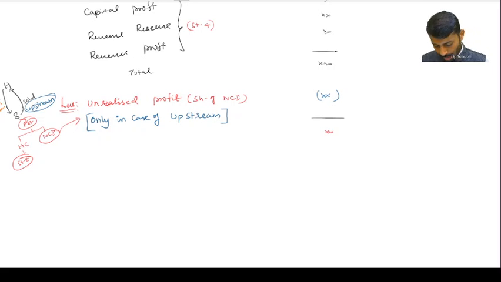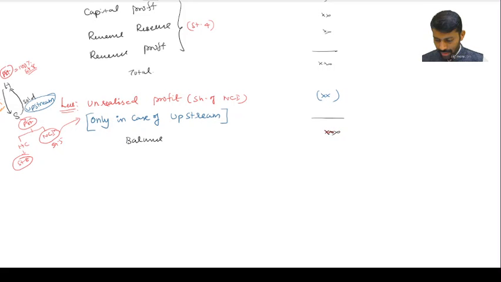So upstream and downstream, have you understood? Yes, sir. Now downstream means who has made the profit? Holding company. Correct? So downstream means profit made by holding company. That 100% we have to eliminate in step number 8. Got it? Yes, sir. 100% we will eliminate in step number 8.